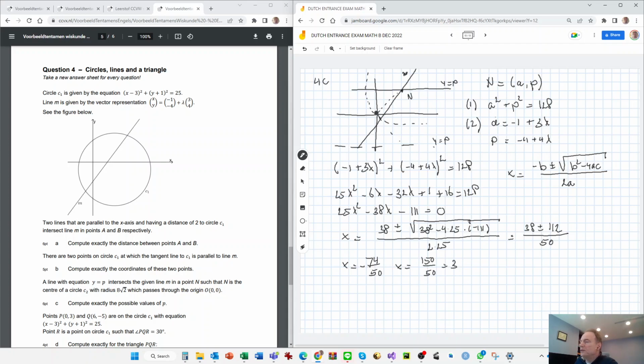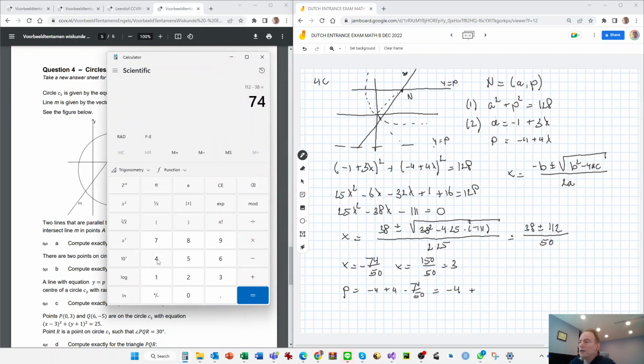So substitute this, I get p is minus 4 plus 4 times negative 74 divided by 50 is minus 4 plus 4 times 74 is 296. I guess you can simplify this ratio a little bit better.